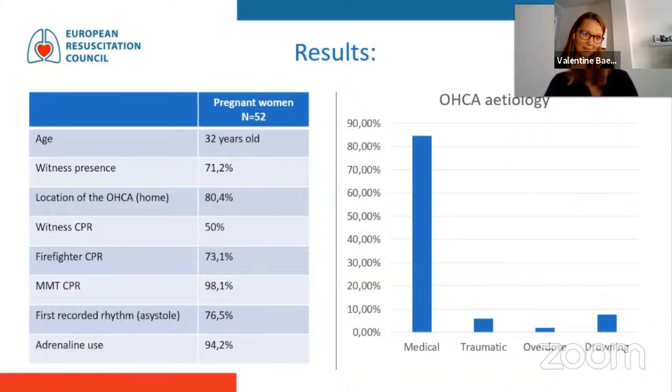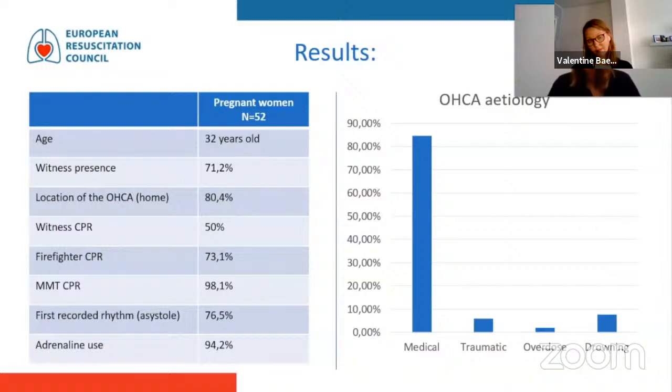As a result, we can see that the median age of these pregnant women was 32 years old. The presence of a witness was observed in 71% of cases. The cardiac arrest occurred at home in more than 80% of cases. Cardiopulmonary resuscitation was initiated by the witness in more than half of cases. The mobile medical team initiated CPR in 98% of cases. This is much more than we usually observe. The first recorded cardiac rhythm was asystole in 76% of cases, and the use of adrenaline was recorded in 94% of cases.